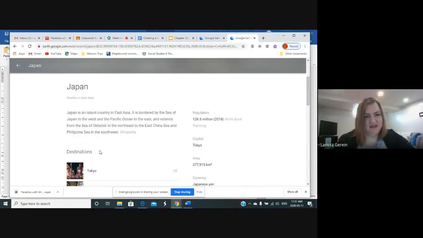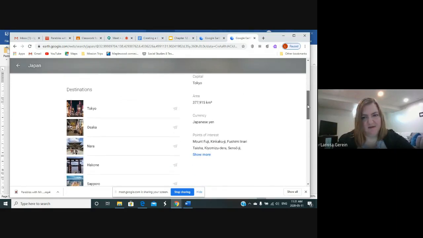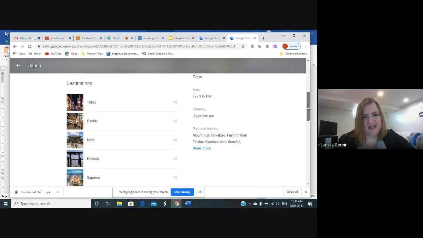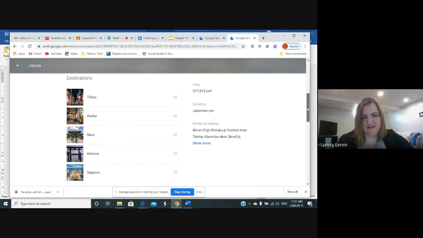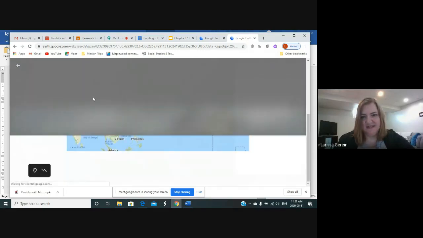So it's an island country. It's bordered by the Sea of Japan to the west, Pacific Ocean to the east. And so you can see the population, 126.5 million. Capital is Tokyo. Area is 378,000 kilometers almost. Currency, Japanese yen.